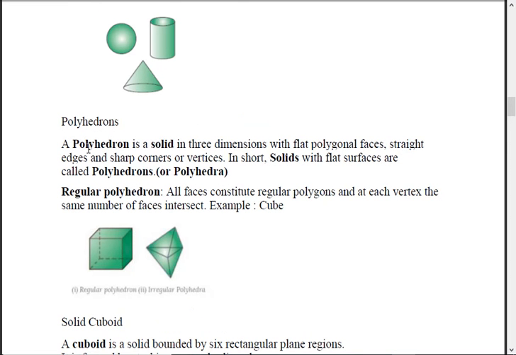Next is polyhedrons. These are solids in three-dimensional with flat polygonal surfaces, straight edges. See these straight edges and sharp corners or vertices. See these sharp corners or vertices. So solids with flat surfaces are called as polyhedrons or polyhedra. Regular polyhedron. All faces constitute a regular polygons, and at each vertex the same number of faces intersect. At each vertex same number of faces intersect. Here 3, here 3, here 3, everywhere 3.